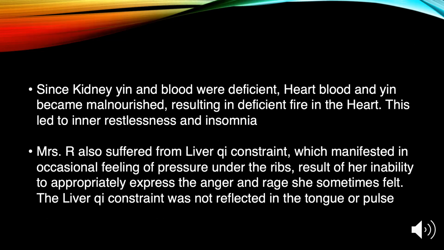Since kidney yin and blood were deficient, heart blood and yin became malnourished, resulting in deficient fire in the heart. This led to inner restlessness and insomnia. Mrs. R also suffered from liver qi constraint, which manifested in an occasional feeling of pressure under the ribs, the result of her inability to appropriately express the anger and rage she sometimes felt. The liver qi constraint was not reflected in the tongue or pulse.